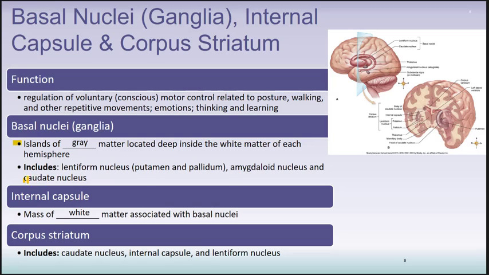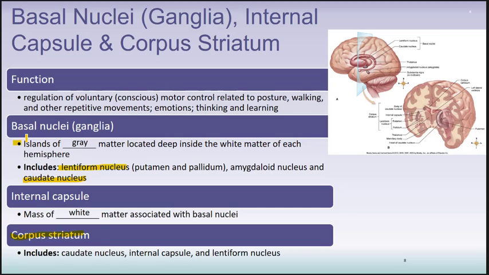Now, the caudate nucleus, the lentiform nucleus, as well as the internal capsule, constitute what's referred to as the corpus striatum. And so you can see them written here as caudate nucleus, internal capsule, and lentiform nucleus. And the term corpus striatum means striped body. So that's the appearance that it takes on.